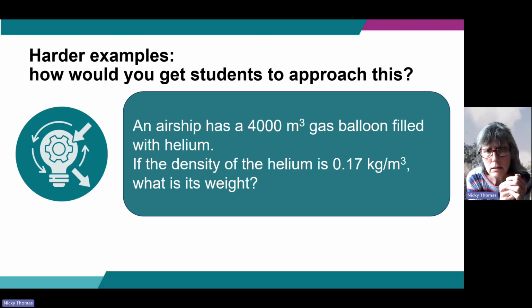So the density is mass over volume, so 0.17 is the density, equals the mass divided by 4,000 meters cubed. If we change the subject to mass, then we get 4,000 multiplied by 0.17 is the mass, and the answer for that is 680 kilograms. Read the question carefully. Can you spot why I haven't quite finished?